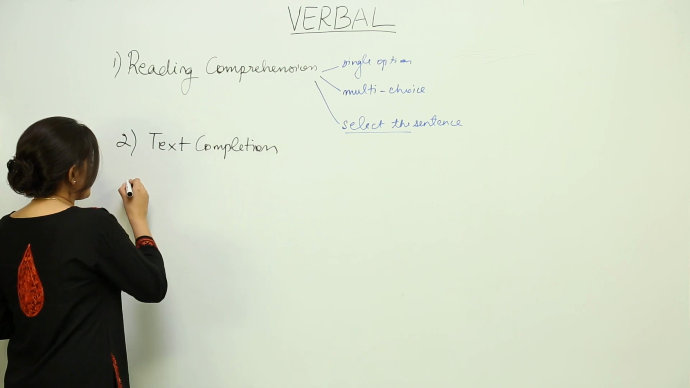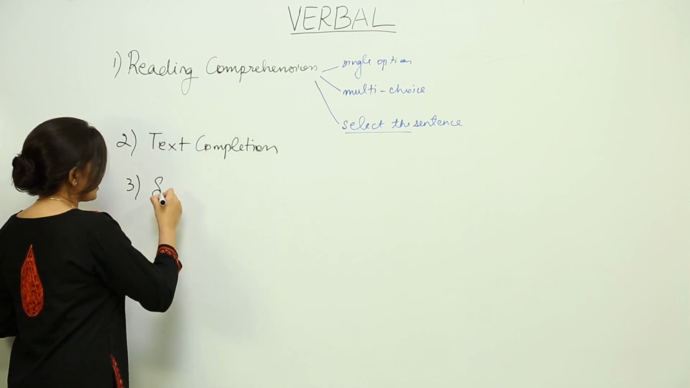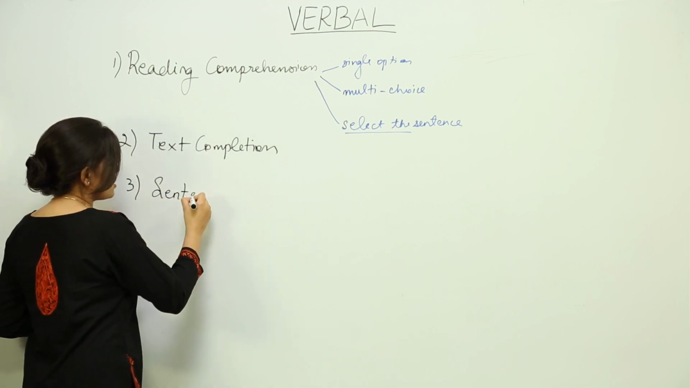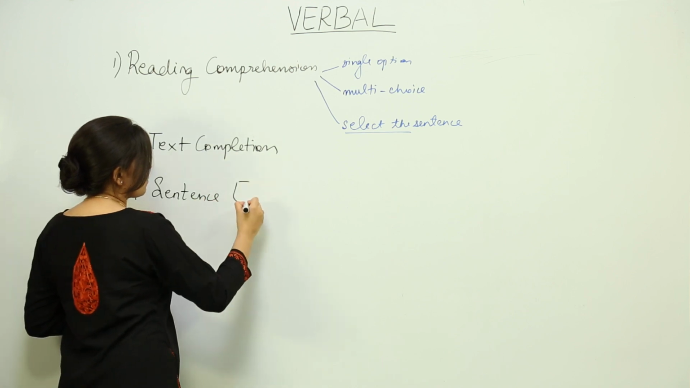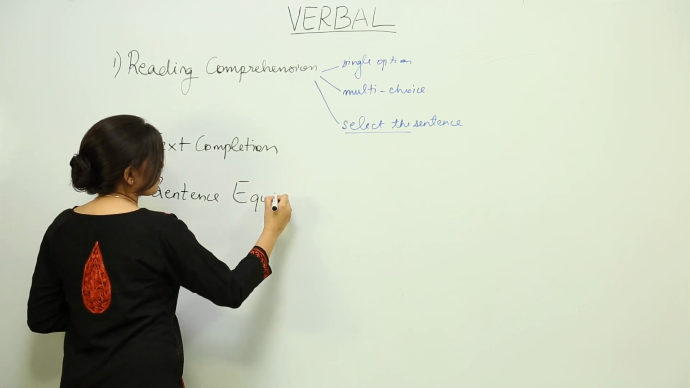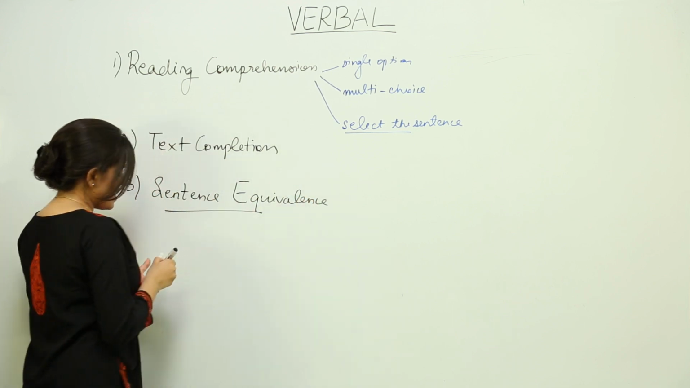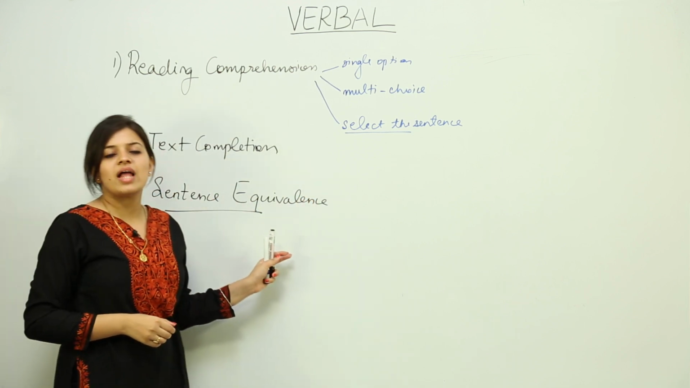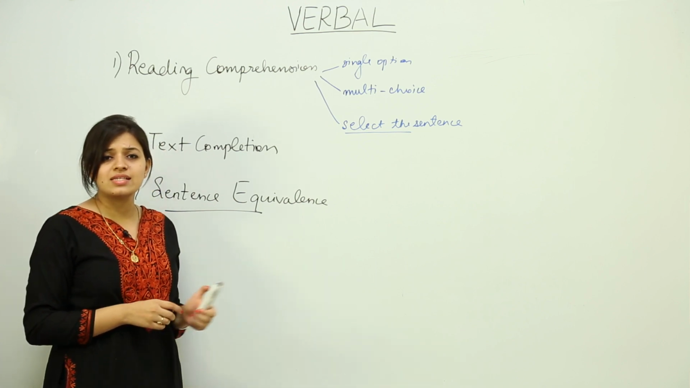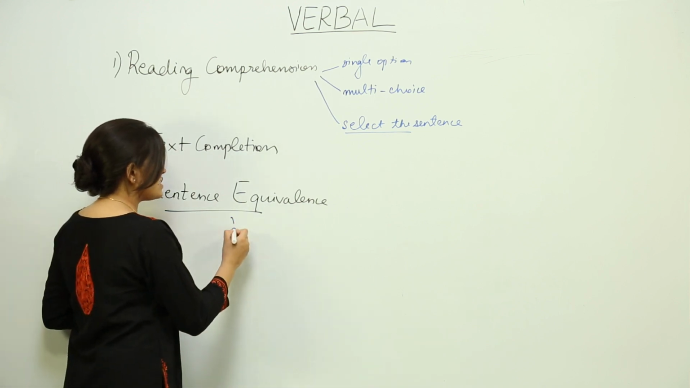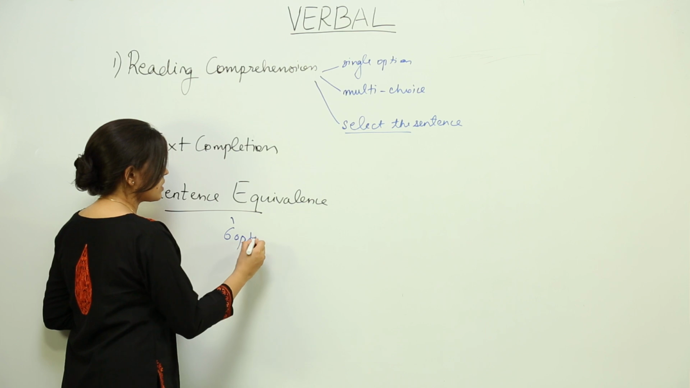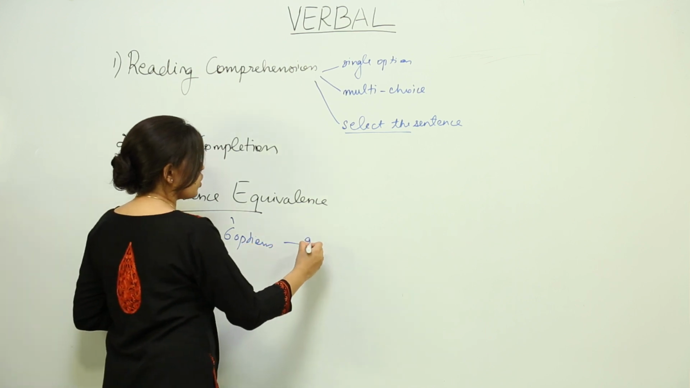Now let's see the third type of question. Third type of question that you see in the verbal section of GRE is known as sentence equivalence. Now what is sentence equivalence questions? In sentence equivalence questions, you will have a sentence or 2 sentences which will be followed by 6 options, out of which 2 options will be correct.